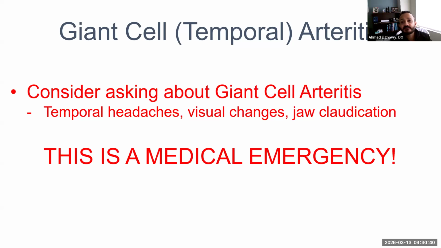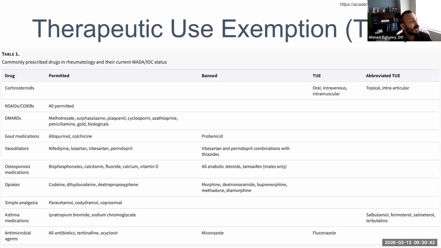Let's take a quick minute to talk about the therapeutic use exemption. As you can see, most of the medications that we use in rheumatology are actually completely permitted. There's really nothing that's banned except for probenecid. But otherwise, everything is pretty much permitted.